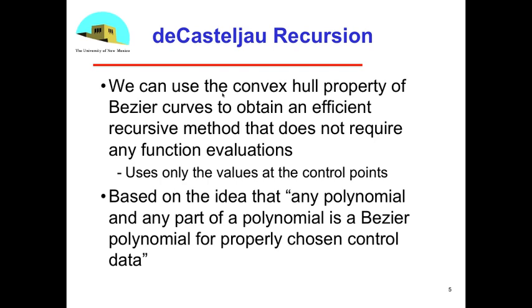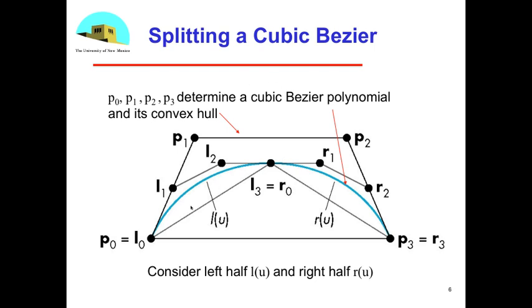But anyhow, this recursion is the basis of the evaluation that we're going to talk about now, and we'll get to this point, this idea that any polynomial is a Bezier polynomial. I'll come back to that point at the end. So the idea is this: if you take a Bezier curve, here's a Bezier cubic, it's determined by the 4 points P0, P1, P2, P3.